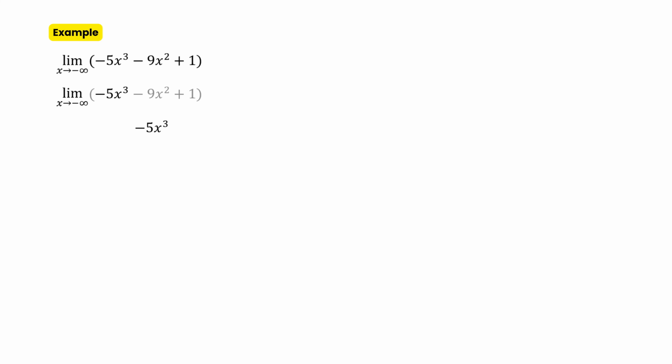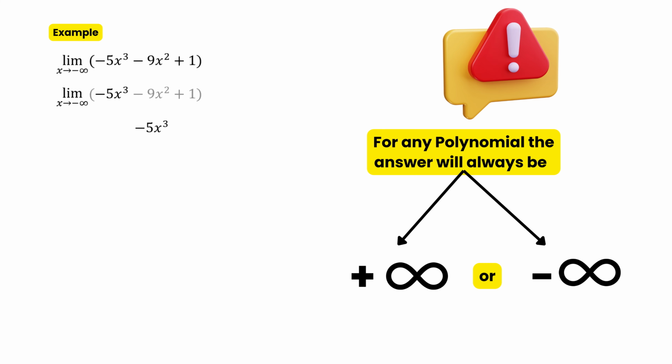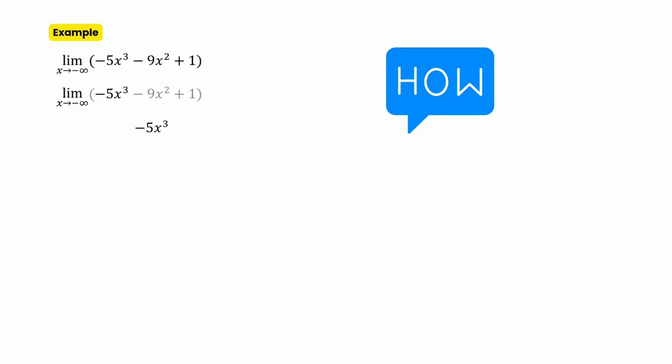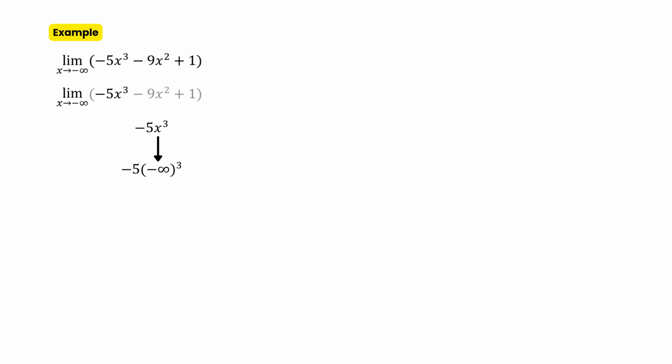This part is super important. Whenever we're working with a polynomial where the limit tends toward positive or negative infinity, the answer will always either be positive infinity or negative infinity. So all we need to do is figure out whether the answer is positive infinity or negative infinity. How do we do that? We simply substitute the infinity from the limit approach in place of x. In this example, the limit tends toward negative infinity, so we replace x with negative infinity.